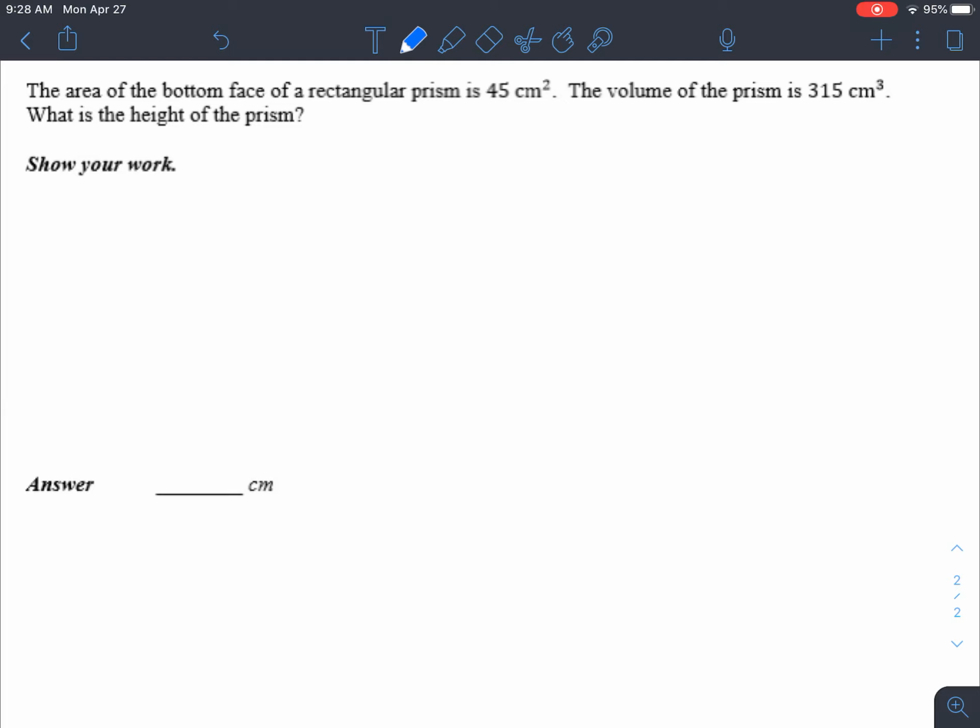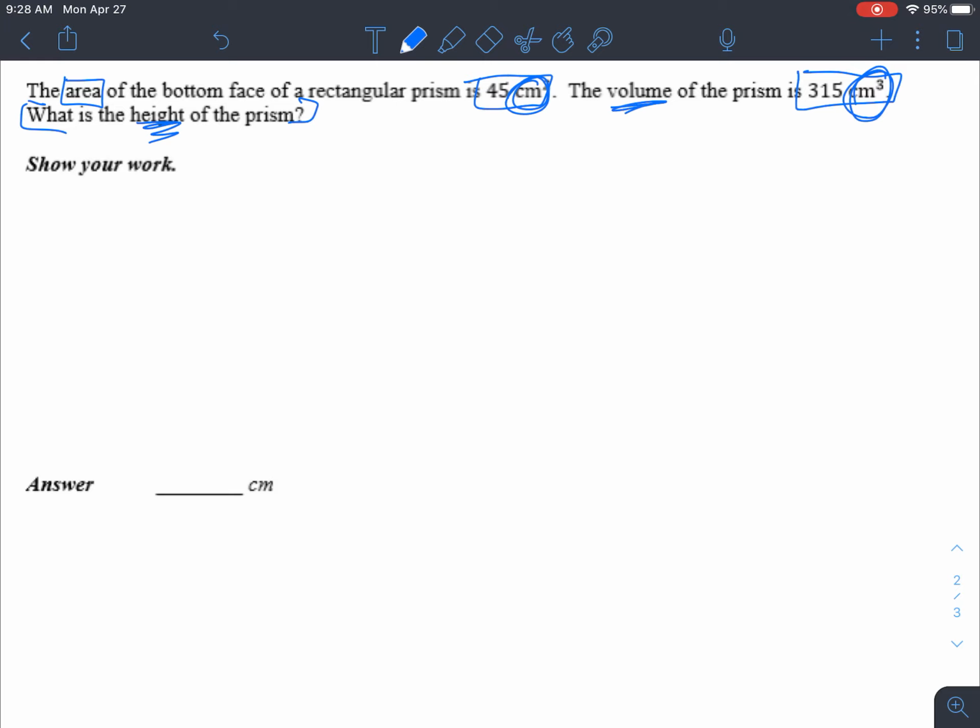When we read the problem the second time, now you can be thinking of any important numbers or information that you may want to annotate. The area of the bottom face of a rectangular prism is 45 square centimeters. I'm given the area of 45 square centimeters. The volume of the prism is 315 cubic centimeters. What is the height of the prism? I'm also noticing that the units for this problem will be centimeters.